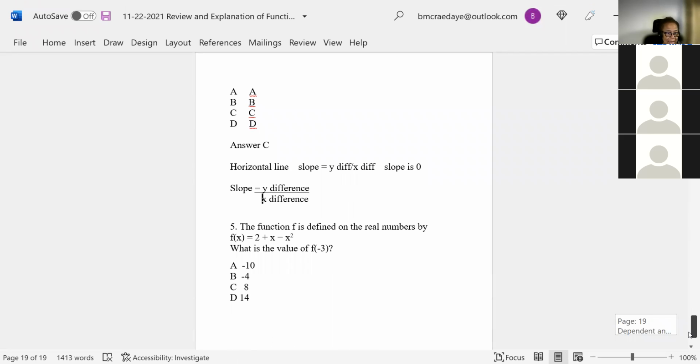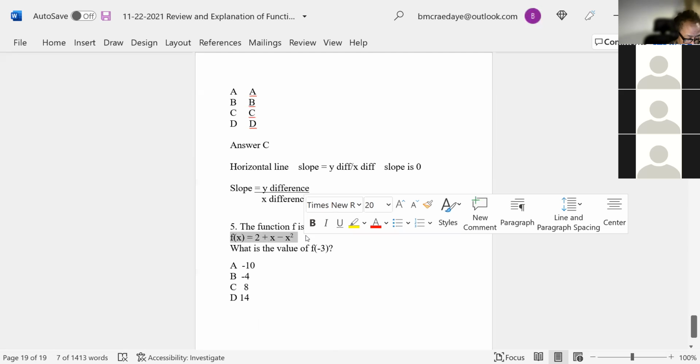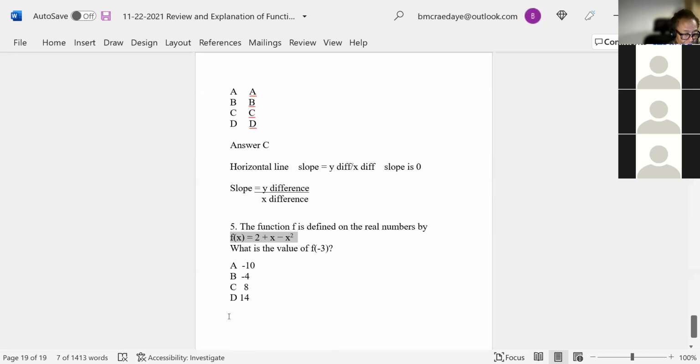Okay, the very last one. See if you can solve this one. The function, can you see that one? Yeah. Okay. It's defined on the real numbers by f of x is 2 plus x minus x squared. What is f of minus 3? That means wherever you see an x, you want to put a minus 3. So there's the function. Substitute the minus 3. Tell me what value you get.